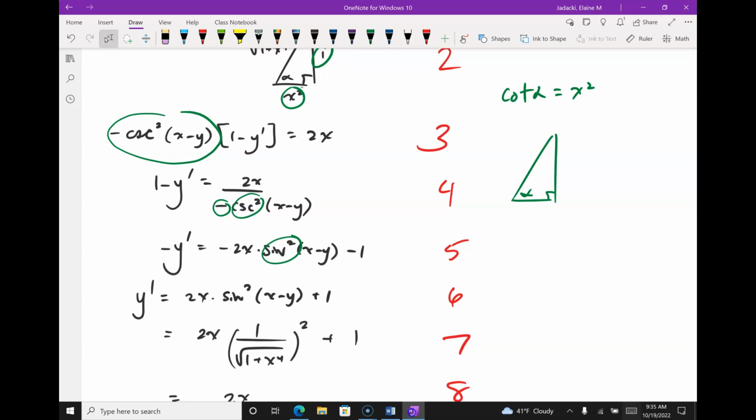Nice. All right, let's do number 2. I'm asking you to first take a natural log of both sides, simplify it, and then take the derivative, right? So on your mark and set, go.